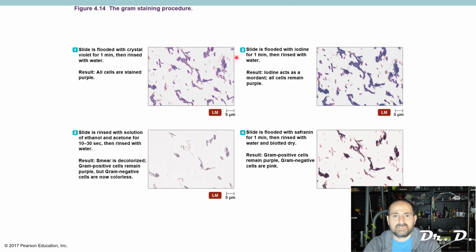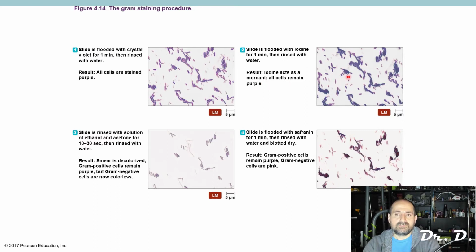What do you do next? The slide is flooded with iodine. Do you know why we use iodine? Iodine acts as a mordant. I need you guys to understand what the term mordant means. Iodine in this case is not a dye. Iodine is used as a mordant. Mordants help fix a dye in place.